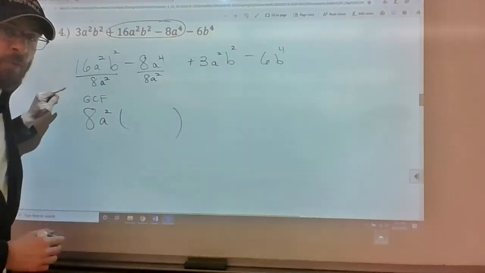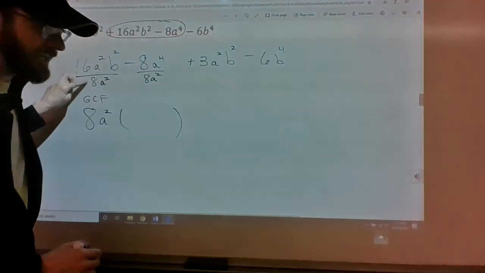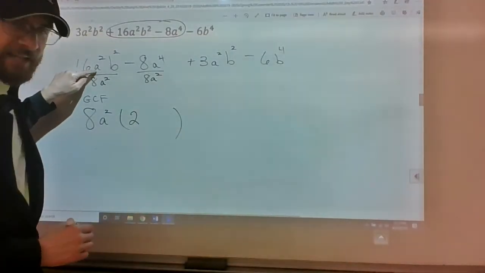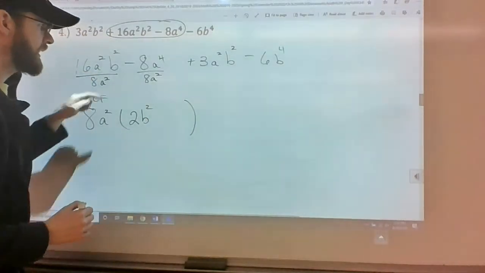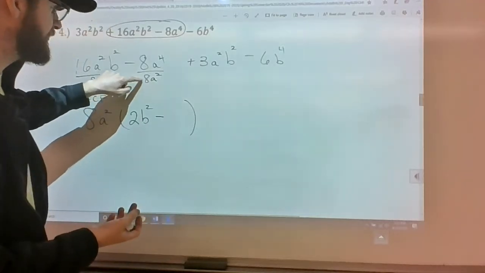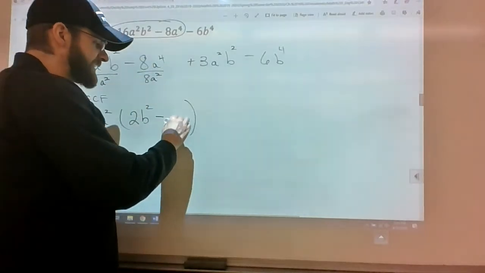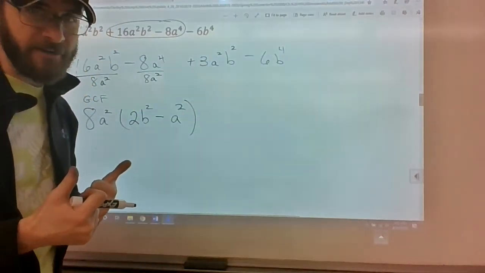The leftovers are what is obtained when you divide by the greatest common factor. So 16 divided by 8 is 2. The a squared's cancel, and you have b squared left over. Negative 8 divided by 8 is negative 1. I'll just leave it as negative. A to the 4 over a squared is a squared. So we have this so far.